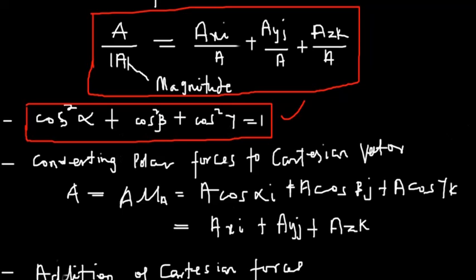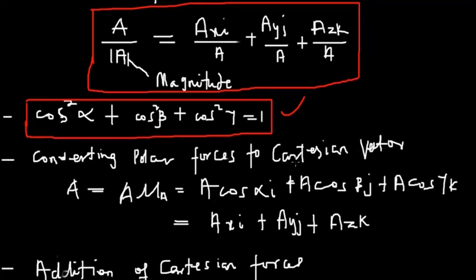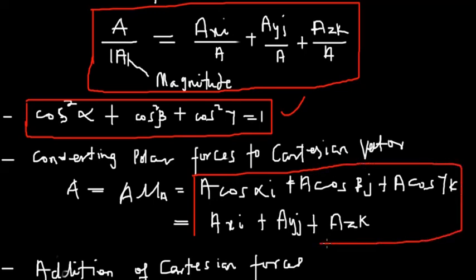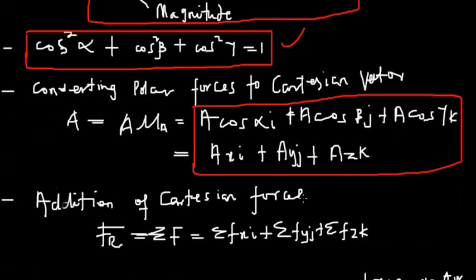Now, sometimes you might have to convert polar forces to Cartesian vectors. In converting polar forces to Cartesian vectors, this is the formula you'll be implementing. You just have to multiply the specific force by the cos of the angle. After that, you end up with this simplified Cartesian vector expression.